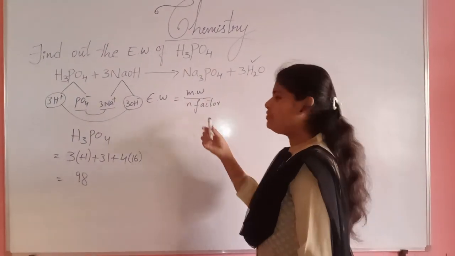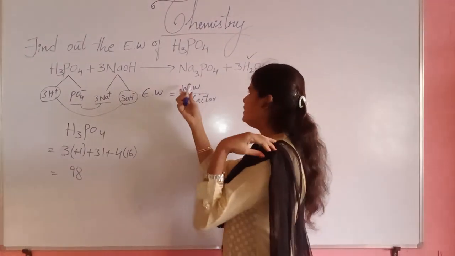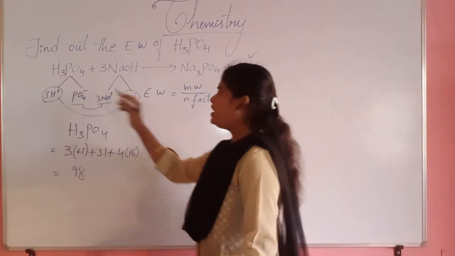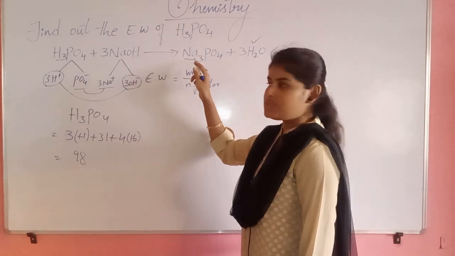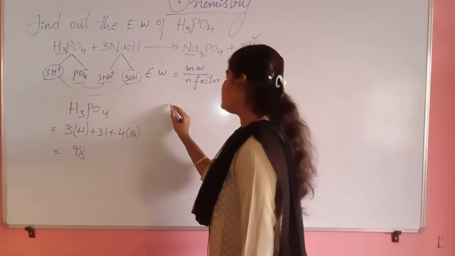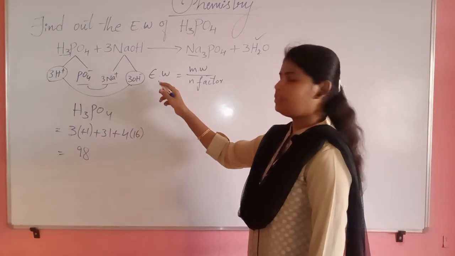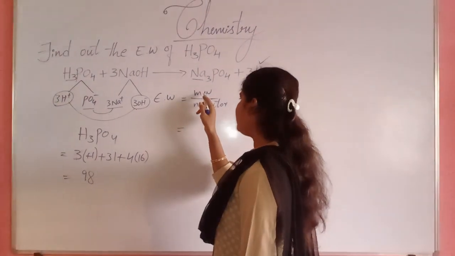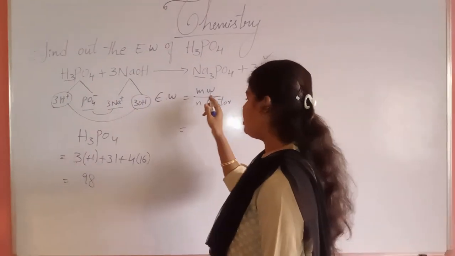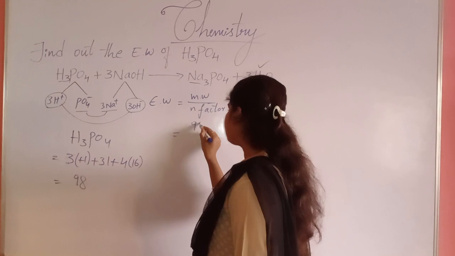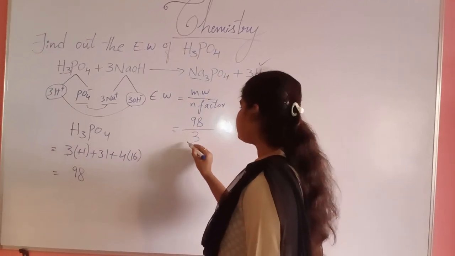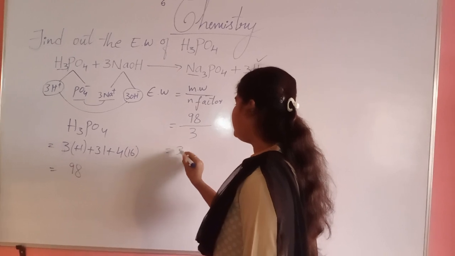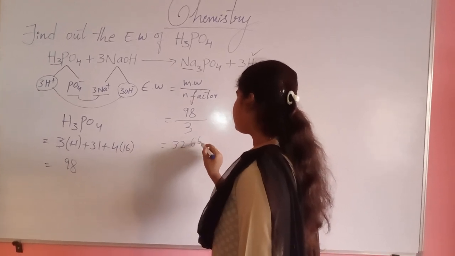Then what about the N factor? If you observe this reaction, the 3 hydrogen ions are replaced with 3 sodium ions, so the N factor is taken as 3. We can find the equivalent weight as molecular weight divided by N factor. The molecular weight of H3PO4 is 98 and its N factor is 3, so your answer will be 32.66.